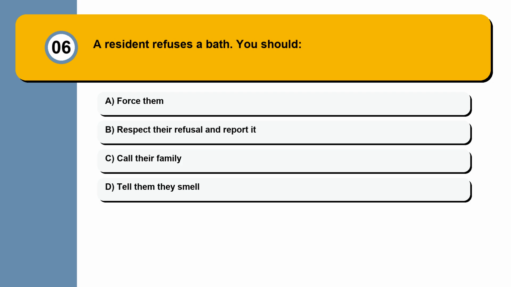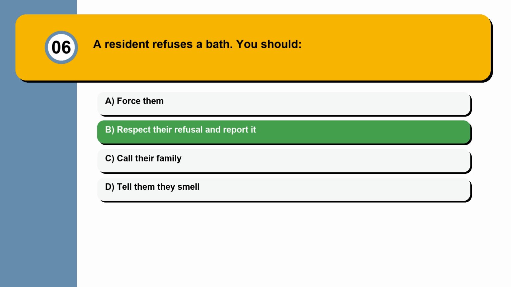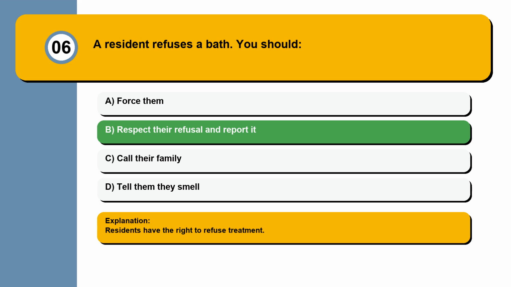Question 6. A resident refuses a bath. You should force them. Respect their refusal and report it. Call their family. Tell them they smell. Residents have the right to refuse treatment.